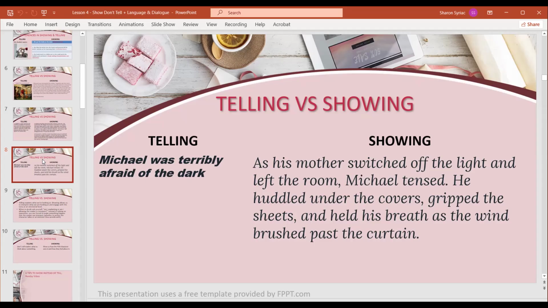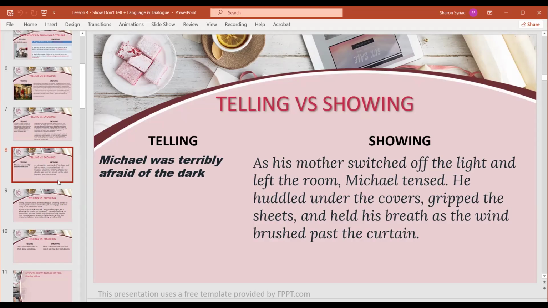Showing. As his mother switched off the light and left the room, Michael tensed. He huddled under the covers, gripped the sheets, and held his breath as the wind brushed past the curtain.